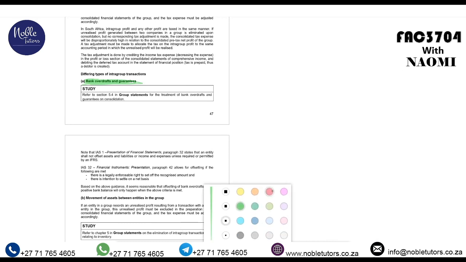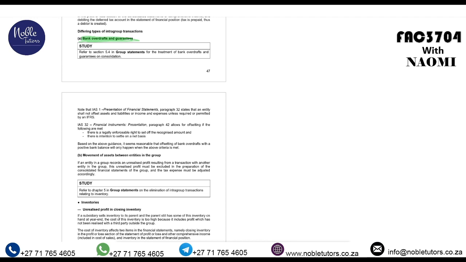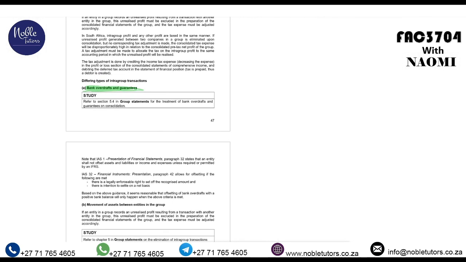I'm going to look at the conditions. A particular criteria needs to be met. It's not giving it to me the way I want it, so I'm going to list it down for you, because I can see it is not clearly given on here. So, the conditions for a bank overdraft to be offset.